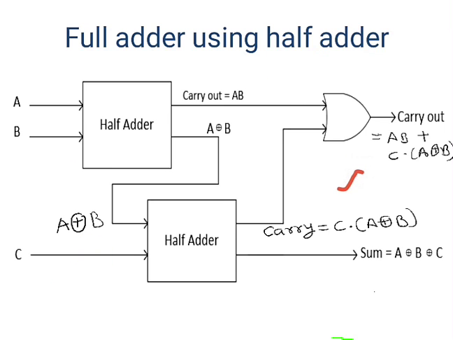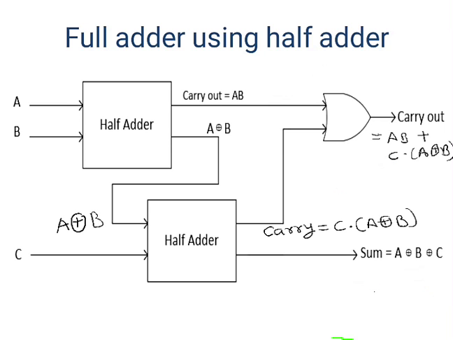So this is the carry, and the sum we know is the XOR operation. So inputs are A XOR B, and the second input is C. So A XOR B XOR C. So that is the sum. Now the carry is given to the OR gate. You will get the addition of this. So AB plus C dot A XOR B, and the sum is A XOR B XOR C.